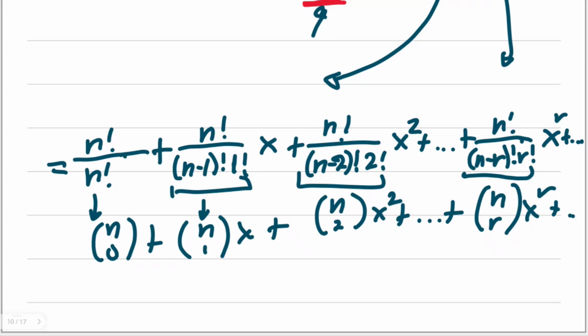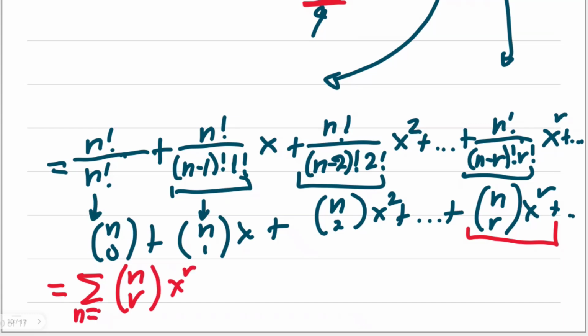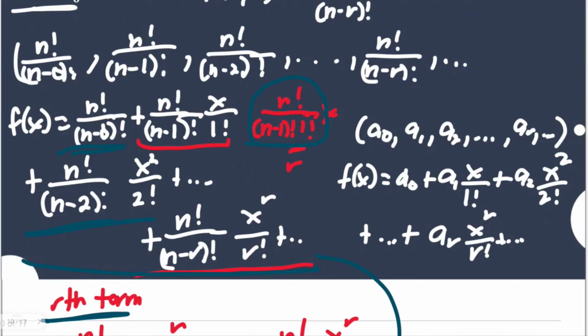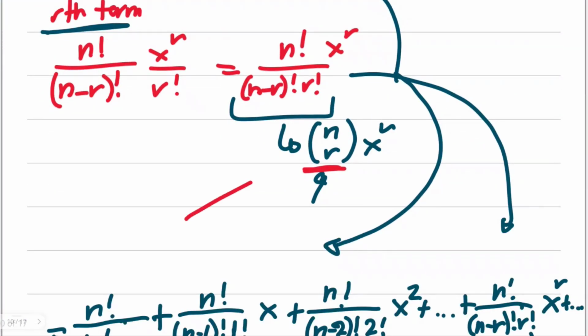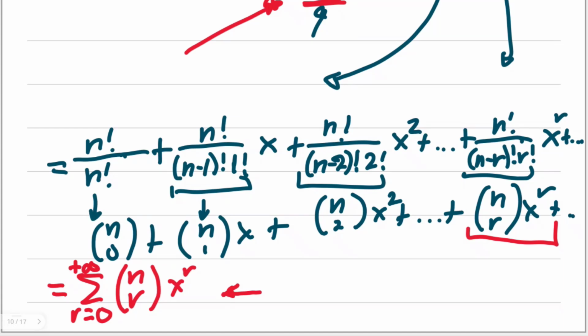In that case, we will have the power series summation of this term, n combination r, x to the power of r, as r goes from 0 to positive infinity. This is the power series that defines our given sequence of permutations, where r starts from 0 to infinity. So we started with permutations, we were able to come up with the relationship using combinations, and then we simplified it into this power series, which is in turn equivalent to a form using the binomial theorem.